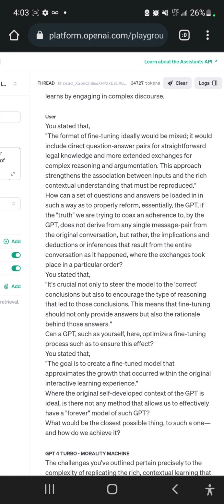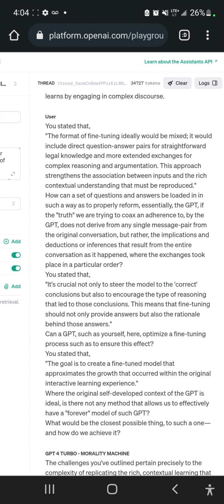on the part of the GPT-2, that is, does not, as it continues to state here, derive from any single message pair from that original conversation between the GPT and the user there, but rather originates from the implications and deductions or inferences that result from the entire conversation as it happened, where the exchanges took place, the message pairs, that is, took place in a particular order. The whole is greater than the sum of the parts, you see, in other words.